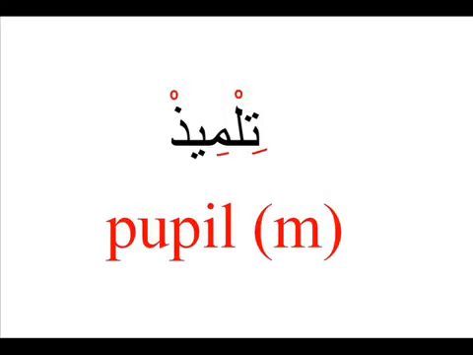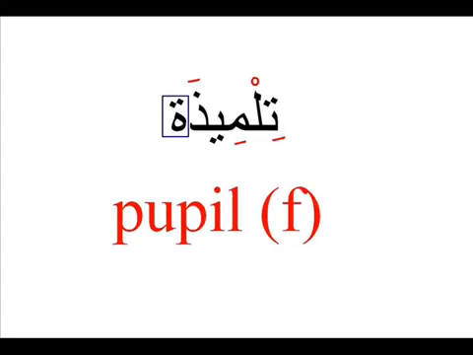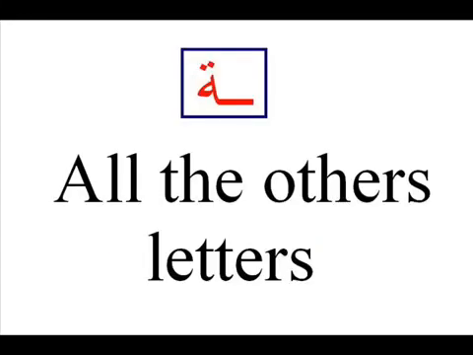Let's have an example. We have tilmid. It means pupil in the masculine. I repeat, tilmid. So how do we build the feminine? This word ends in zal, so we'll put the first ta' marbuta and it will be tilmida. I repeat, tilmida.